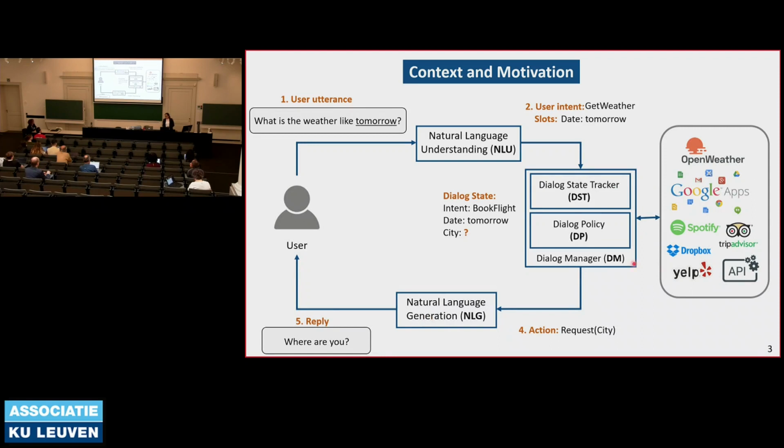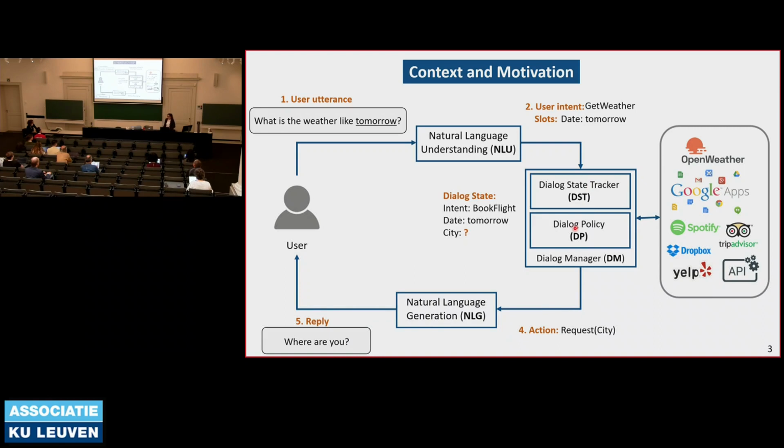Let's focus on the dialog manager. It has two subcomponents, the dialog state tracker and the dialog policy. The dialog state tracker decides how to infer missing values from the context. For example, let's say that here the value of the city is missing. So the dialog state tracker will try to infer this value from the context, for example, from the conversation history.